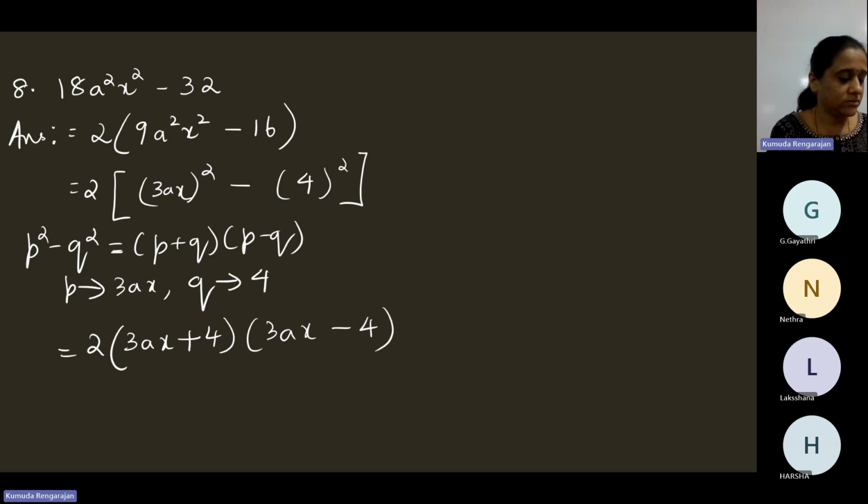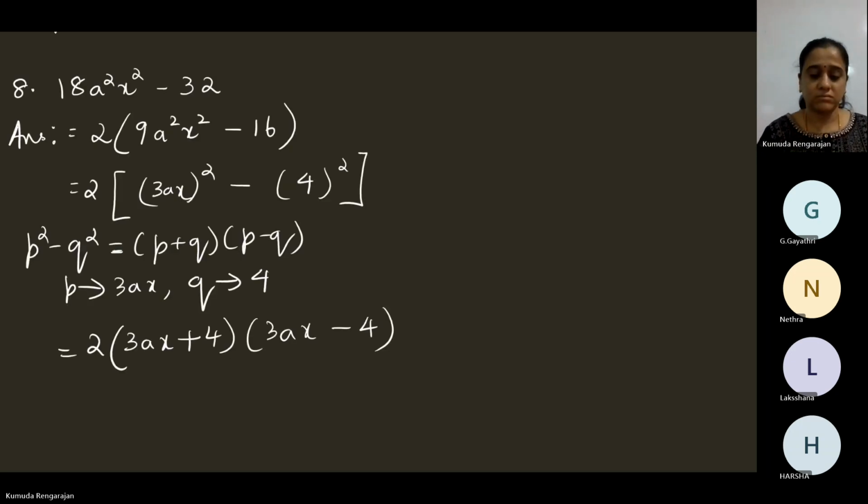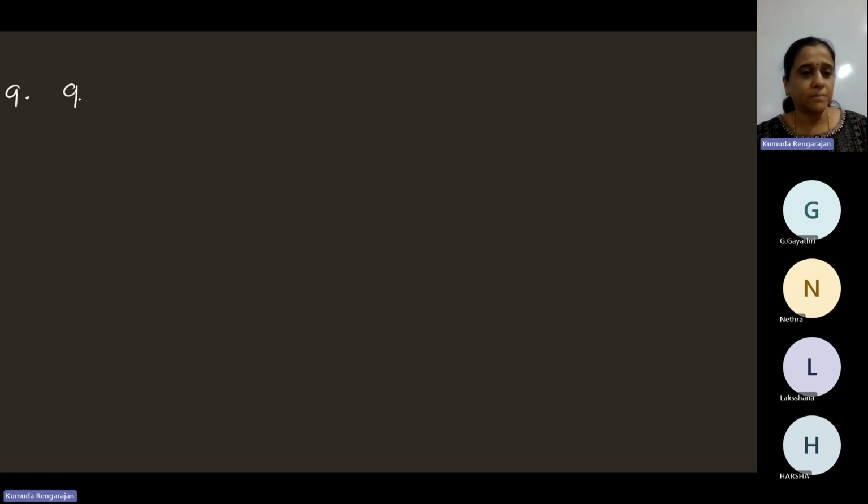Okay, next one. This is also of 8th standard. Try this yourself. Factorize.